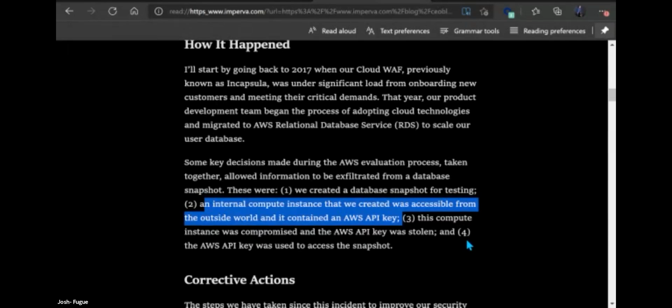So don't leave orphaned infrastructure out there. You almost certainly have it out there. There's another nuance in this, which is that the host contained an API key.